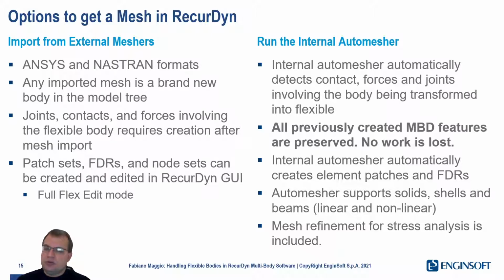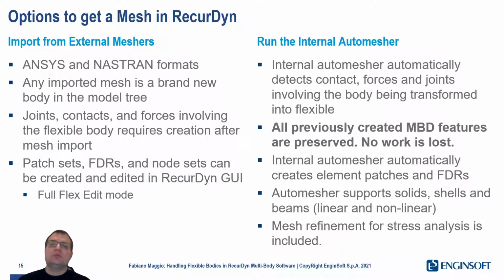But when you do that, you have a completely new entity in the model. So when I import the mesh, I have a new body in RecurDyn. This also means that I need to create manually all the supporting features, which are, as said, FDRs or element patches. And then I need to connect the master nodes to the other bodies with the joints, with the contacts, whatever is necessary. So using external meshes is possible, but you have to do some extra work to reconnect the body to the rest of the model.